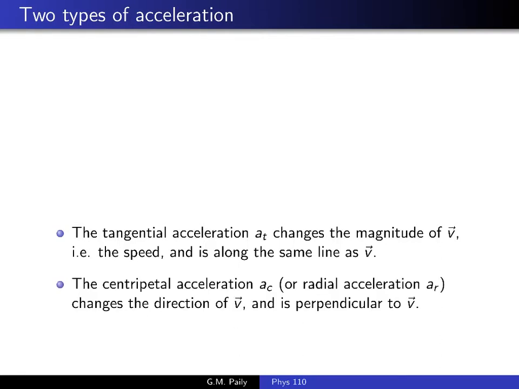The centripetal acceleration, denoted by AC, is also called the radial acceleration, AR, and this can only change the direction of v. It cannot speed it up or slow it down. It can only change the direction, and so it lies perpendicular to the velocity.